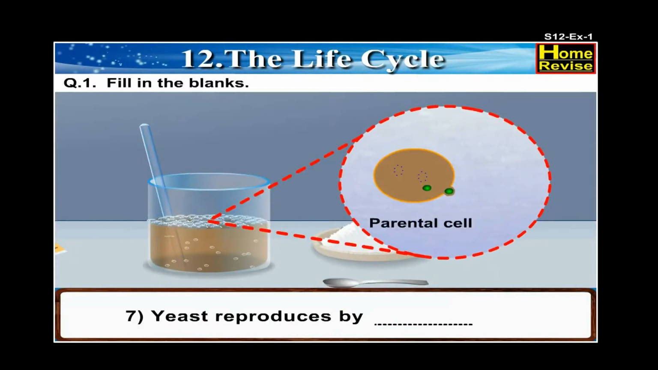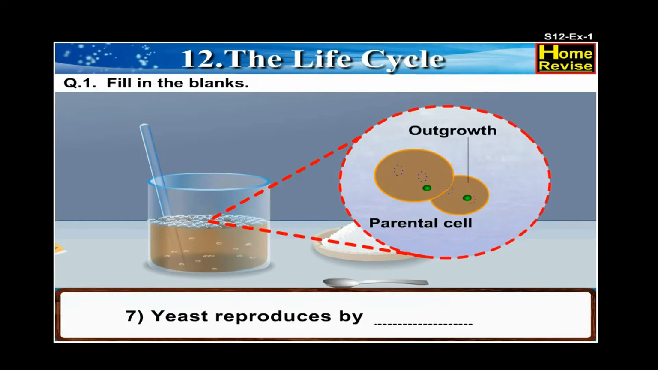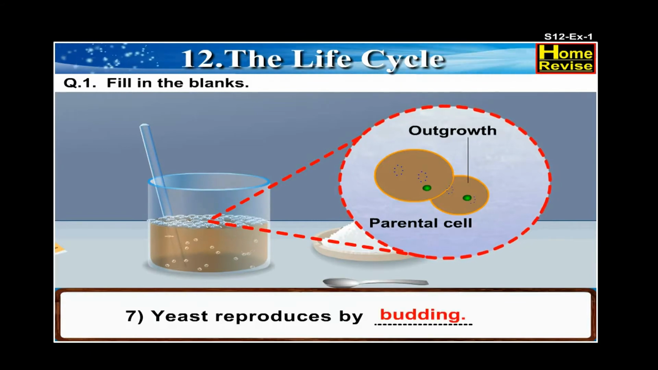7. Yeast reproduces by dash. The answer is yeast reproduces by budding.